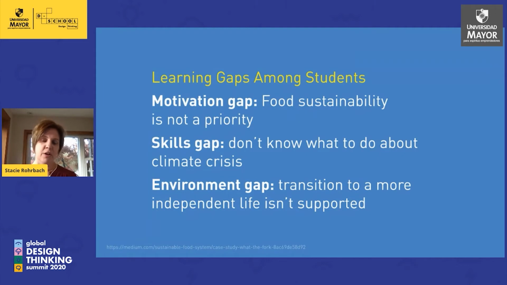And lastly, they also noted an environment gap. There is no curriculum to support students as they transition to a more independent life away from home, and they have limited accountability for existing resources. These are all places that they were finding opportunities to intervene.